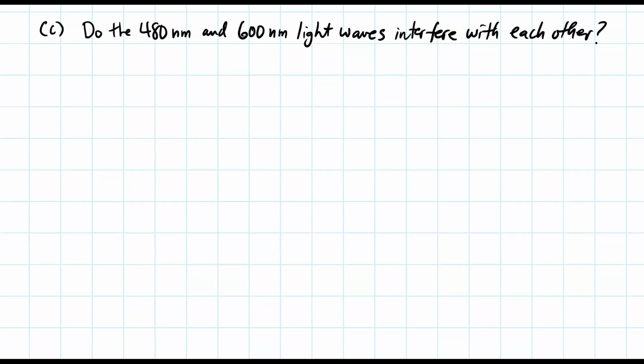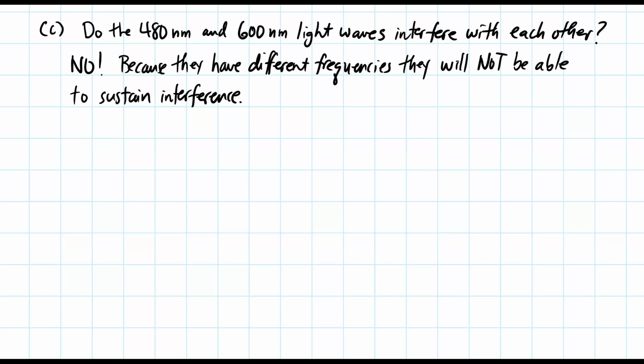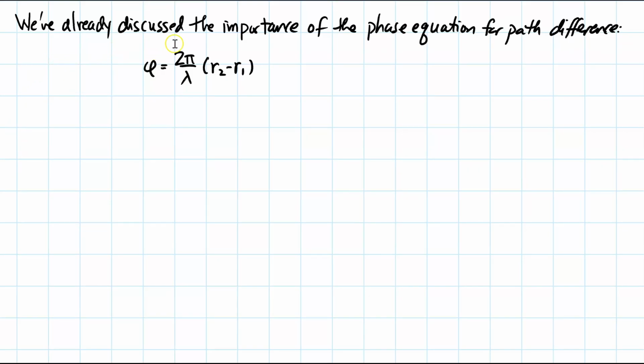Do the 480 nanometer and 600 nanometer light waves interfere with each other? The answer is no. Because they have different frequencies, they will not be able to sustain any type of interference at the screen. We've already discussed the importance of the phase equation for path difference, that is phi equal to 2 pi over lambda times the quantity R2 minus R1, the path difference between the two waves.